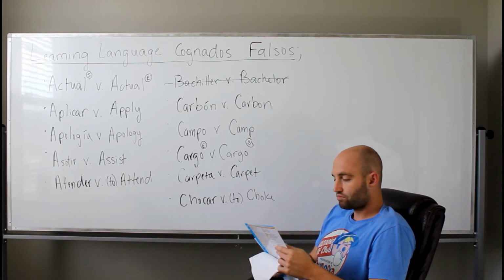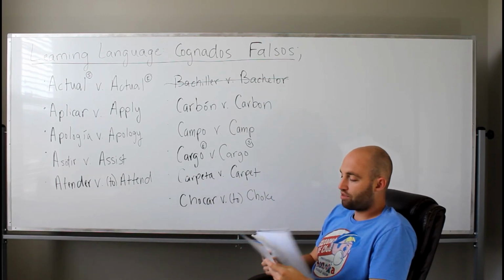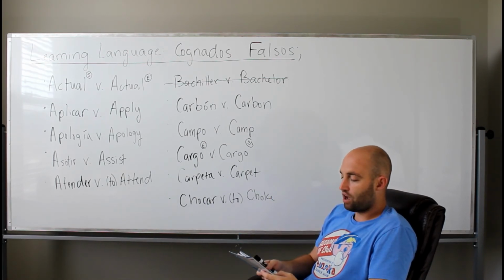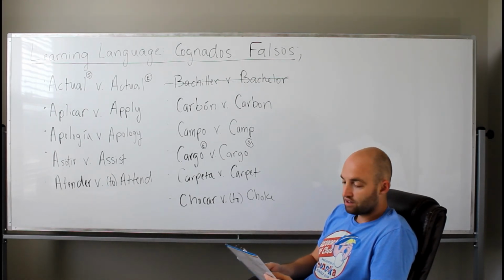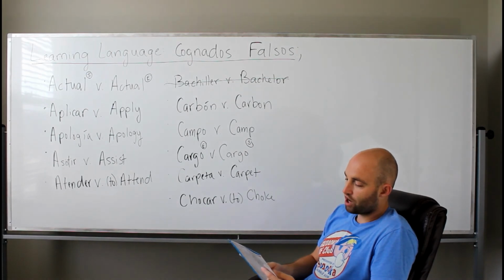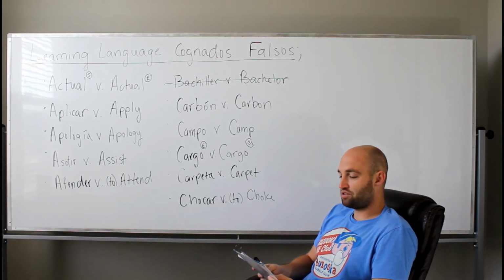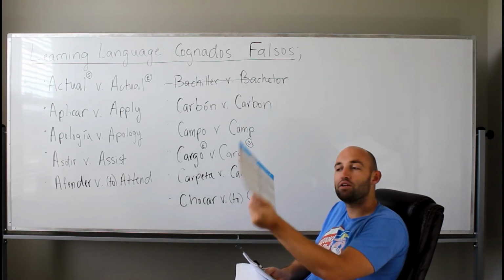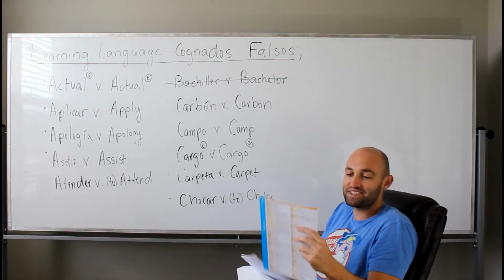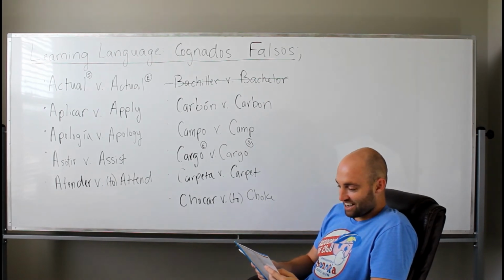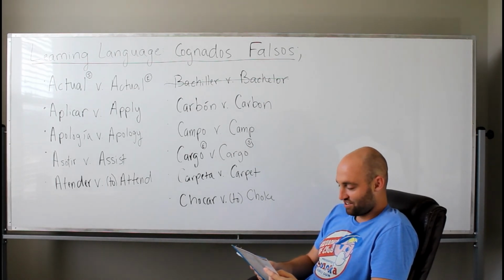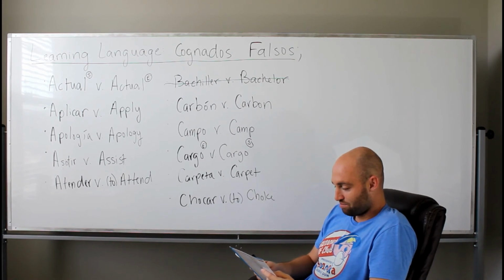Chocar. I can see why you think this is a cognate, but I just have not cognate question mark, because chocar means to bump or to collide. And on here they have to crash or to shock. So again, do you guys use the dictionaries? You guys look up stuff before you type this? But chocar does not have crash or shock in the dictionary at all. It's to bump or to collide.